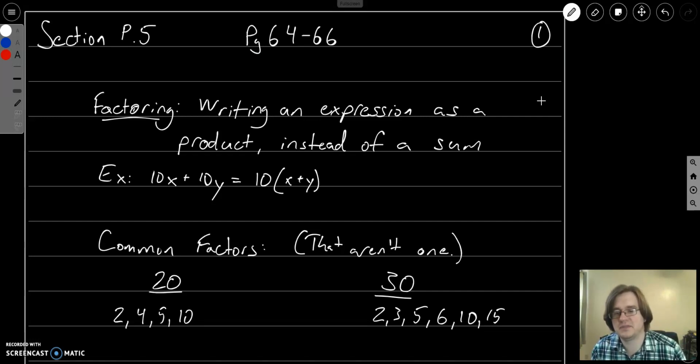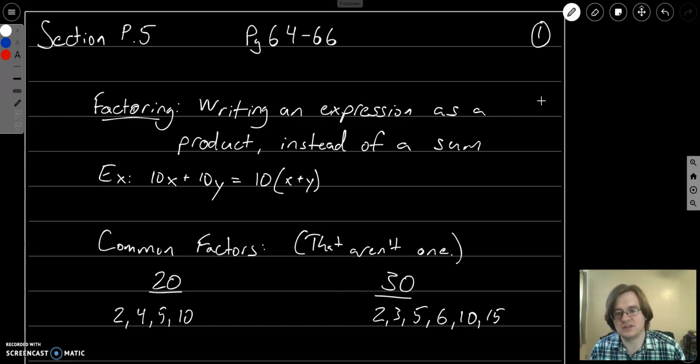And factoring is going to be when we write a number or an expression as a product of smaller expressions rather than as a sum of terms. So for instance, maybe we look at the expression 10x plus 10y, and maybe this is easy to understand, but depending on the situation, maybe I would rather write 10x plus 10y as 10 times x plus y. Depending on the situation, maybe this is a little bit easier to use.